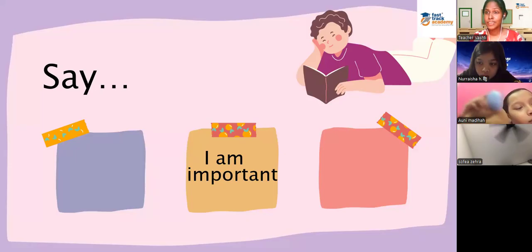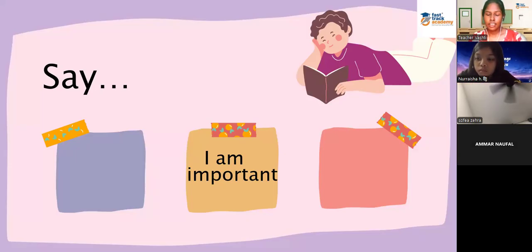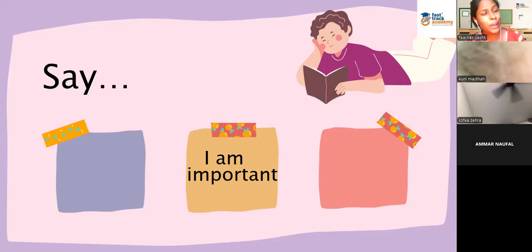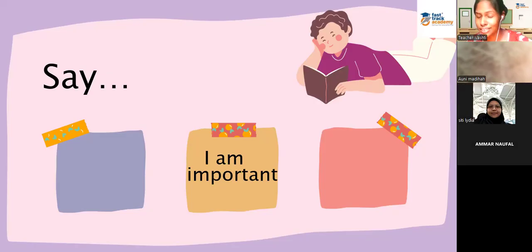All right, all of you ready? Ready. Okay, that's good. So let's start our class with saying a self-affirmation. Can you say that I am important? I am important. Okay, once more. I want everyone. I am important. Very good, very good. Always remember that you are very important.